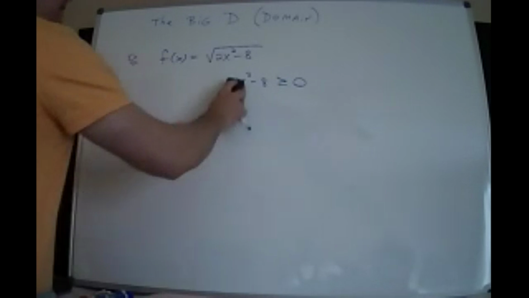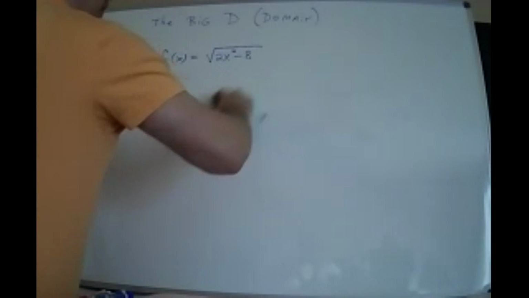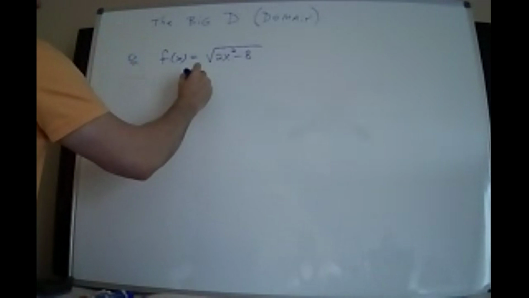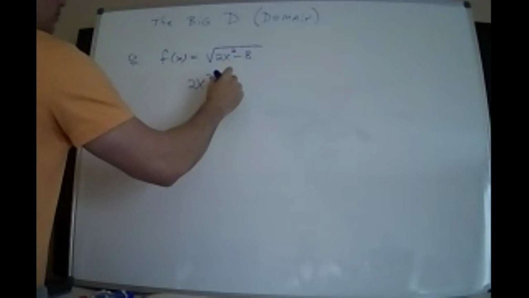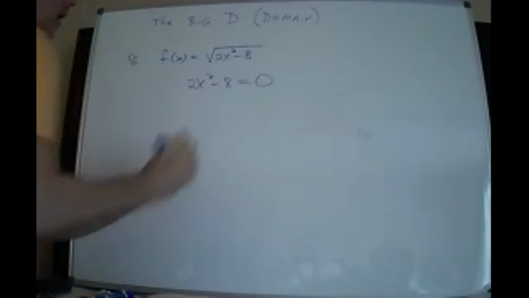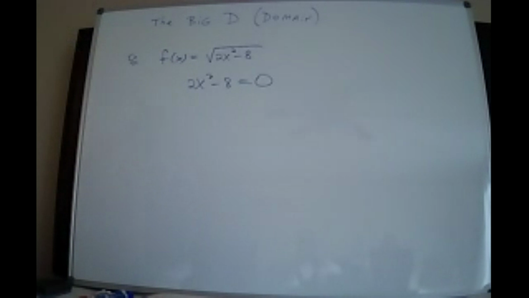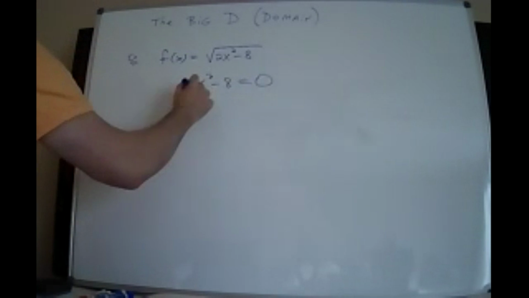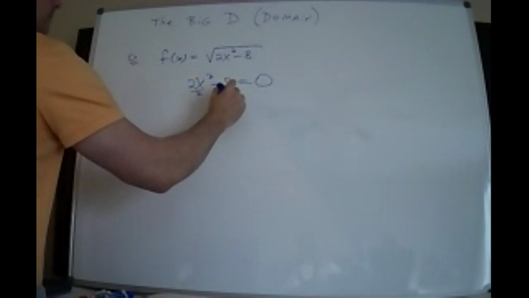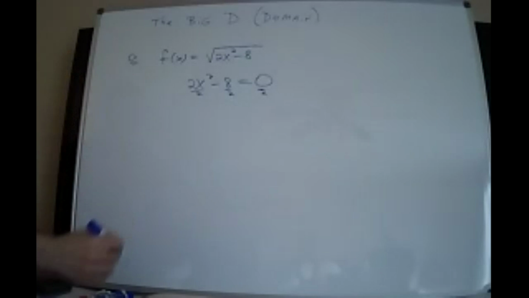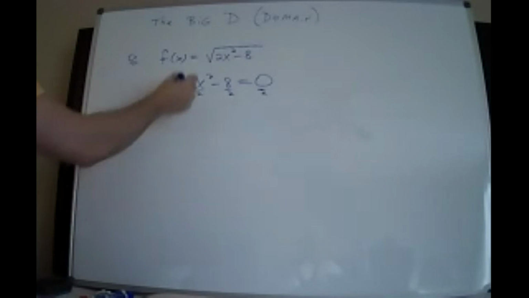This is why I teach you the technique of first figuring out where the inside is equal to 0, putting those numbers on a number line, and then creating test points and seeing what works and what doesn't work. Now, I can divide everything here by 2, right? No, you can't. Yes, you can. This is equal. Divide away the 2.